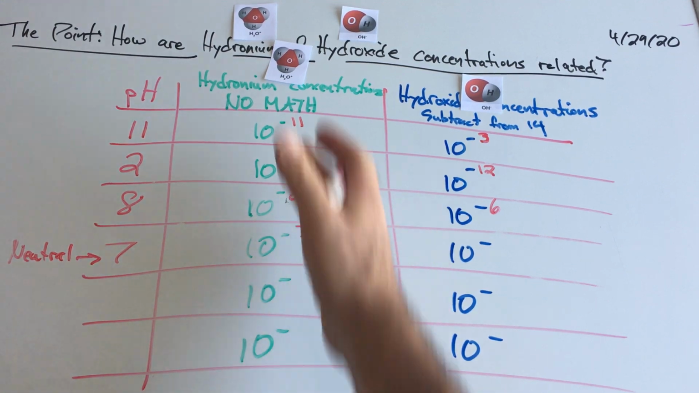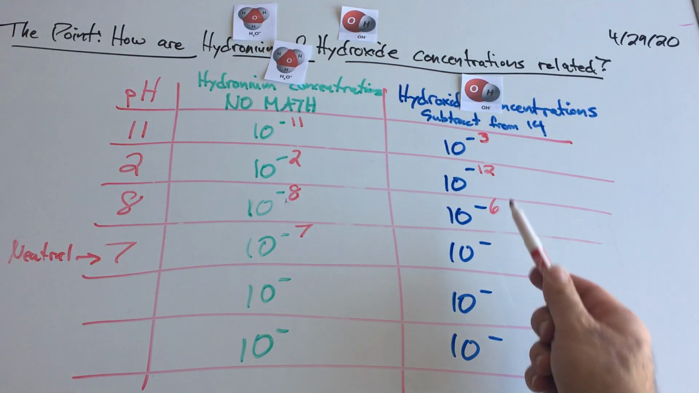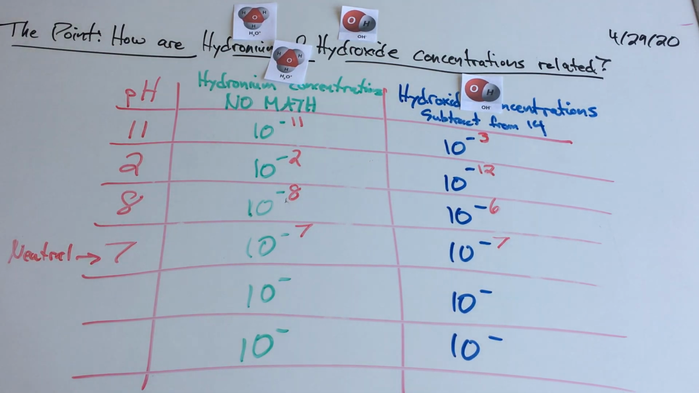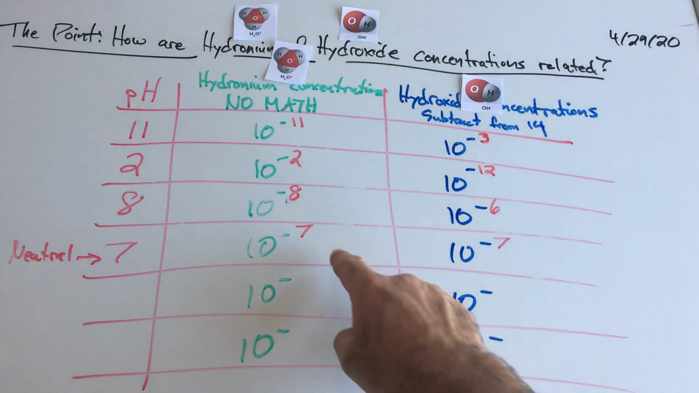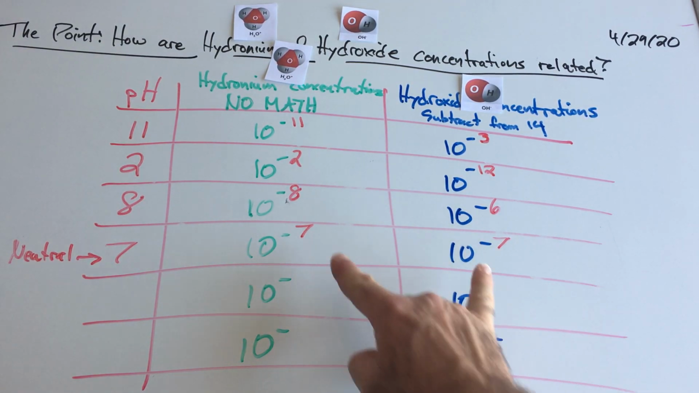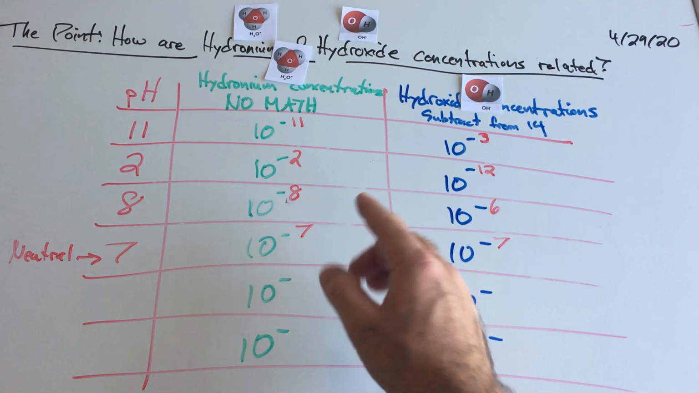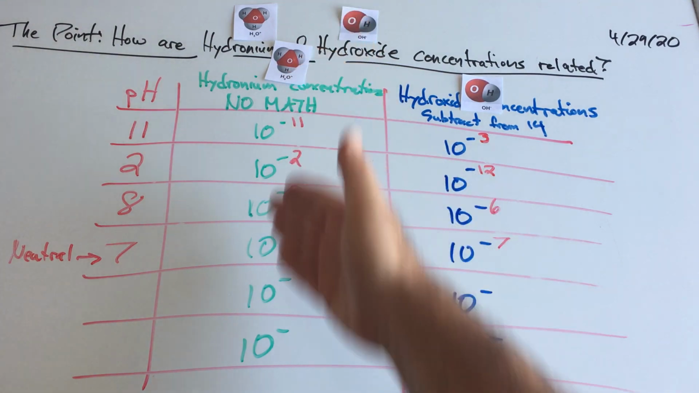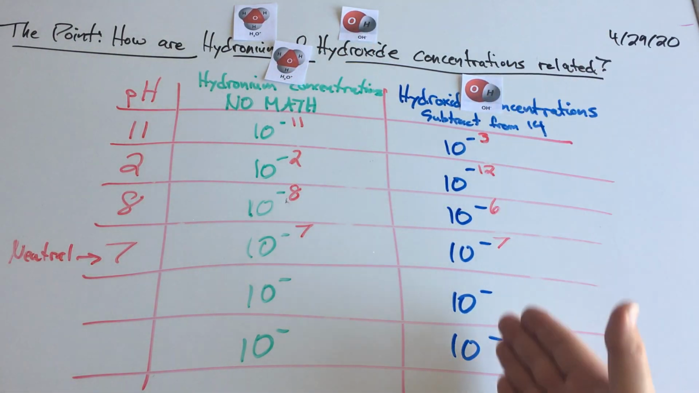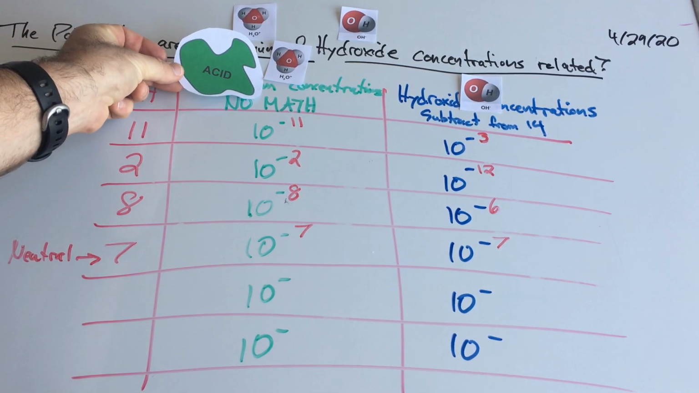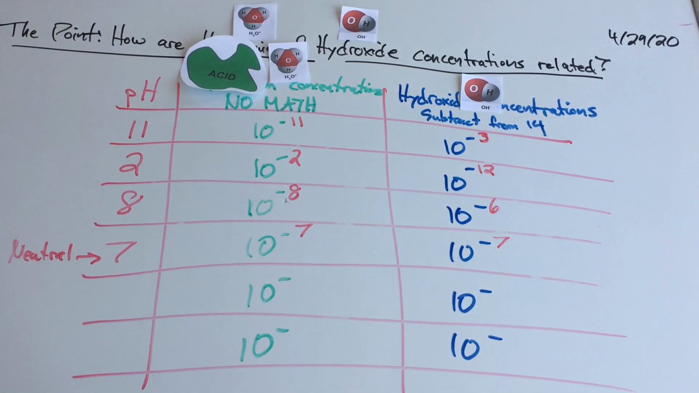So this time I do 7 because this column is no math. And here I do 14 minus 7, and pulling out my calculator, I find out that it's 7, and I go, woo! Hey, 10 to the negative 7, 10 to the negative 7, hey, these are the same. Huh. And that means this tells me how acidic something is. This tells me how basic something is. So, in case I didn't make that clear, this is the acid column. This is the base column, right?